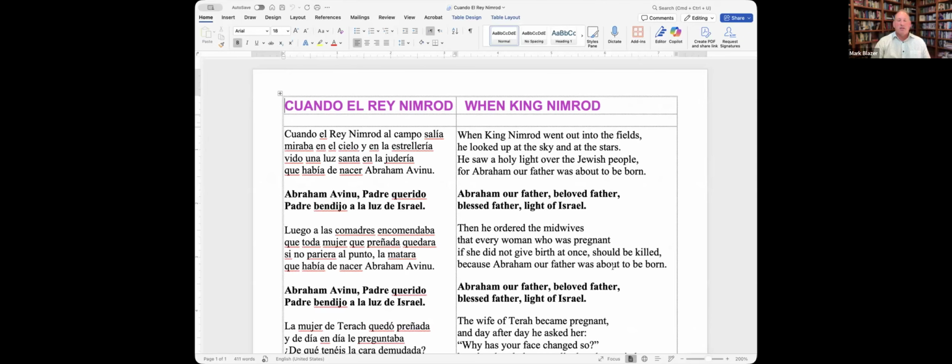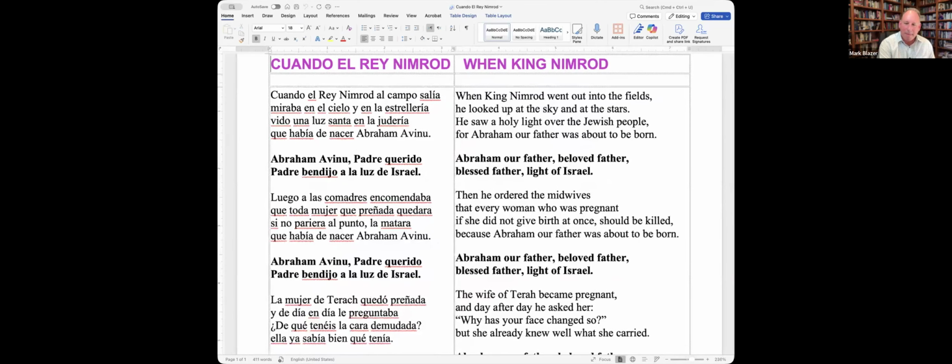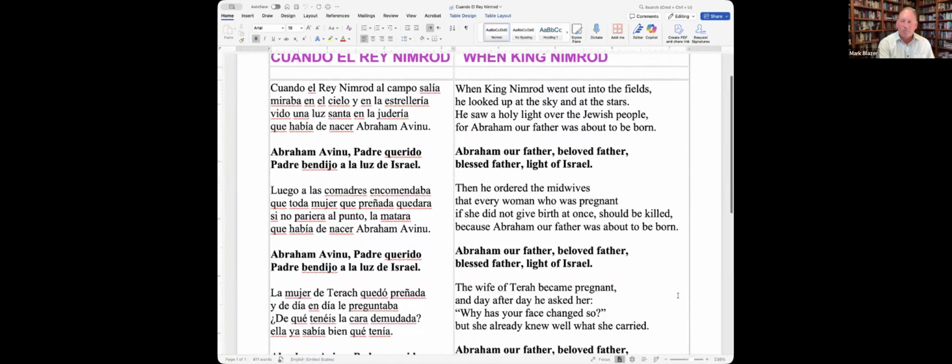Querido Padre bendito, luz de Israel. Abraham, Padre querido, Padre bendito, luz de Israel.